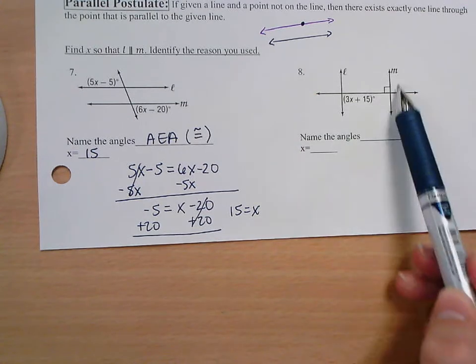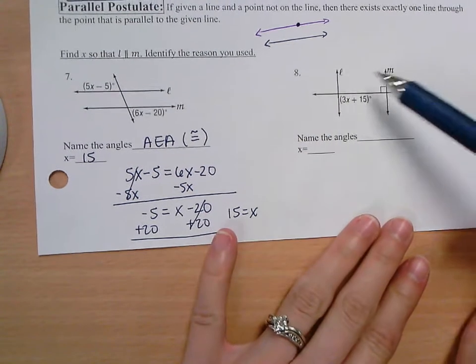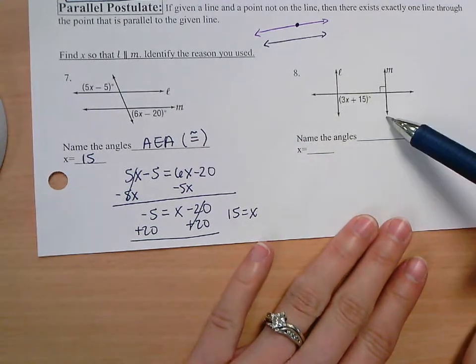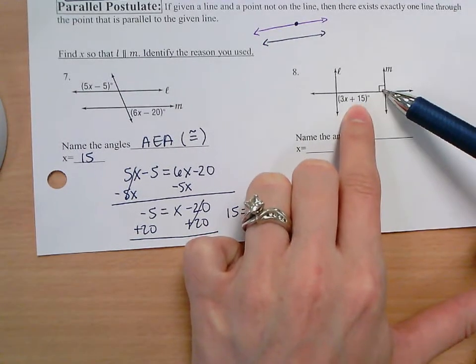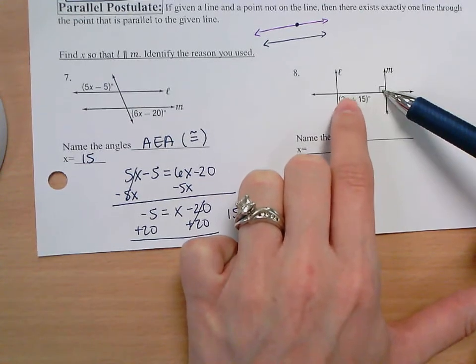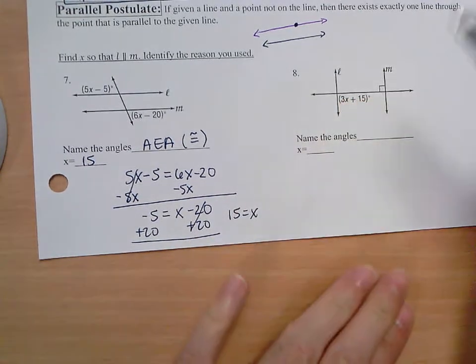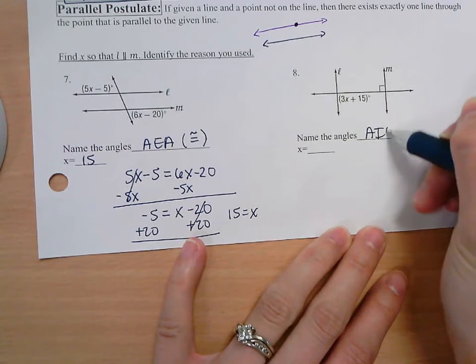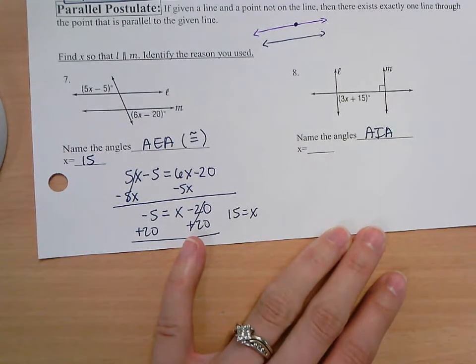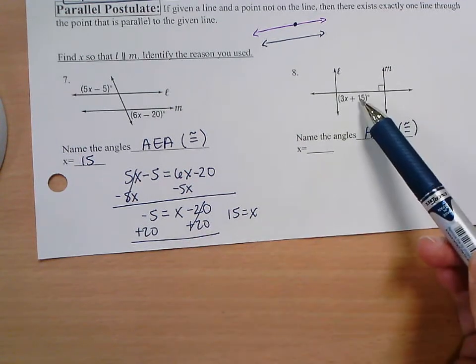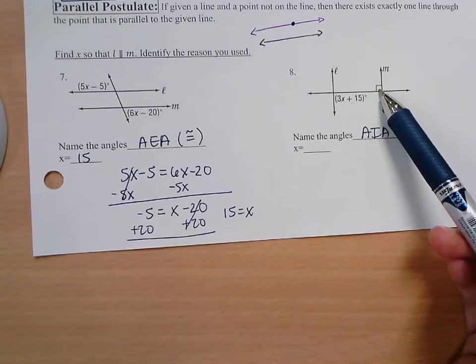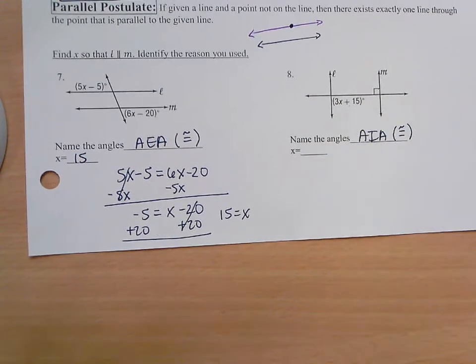Okay, so then if we look at 8, again, here's L, here's M. I want them to be parallel. What's the relationship between these two angles? And for lines to be parallel, alternate interior angles must be what? Congruent.